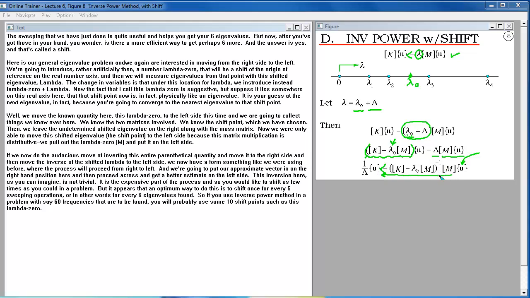This inversion here, as you can imagine, is not trivial. It's the expensive part of the process, and so you would like to shift as few times as you could in a problem, but it appears that an optimum way to do this is to shift once for every 6 sweeping operations, or in other words, every 6 eigenvalues found. So if you use the inverse power method in a problem with, say, 60 frequencies that are to be found, you will probably use some 10 shift points, such as this lambda 0.